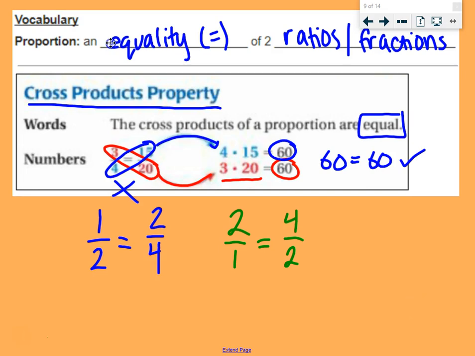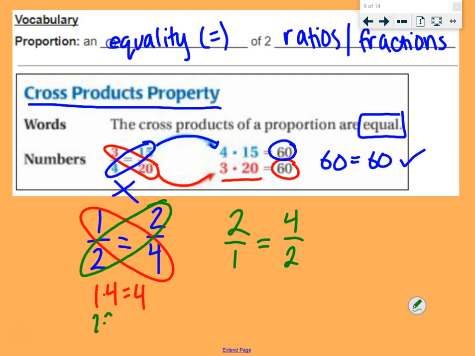So to be a proportion, that's what it means. It has to have those cross products be the same thing. So if we check down here, what's 1 times 4? 1 times 4 equals 4. And then check the other one, 2 times 2. 2 times 2 equals 4. They're both 4.